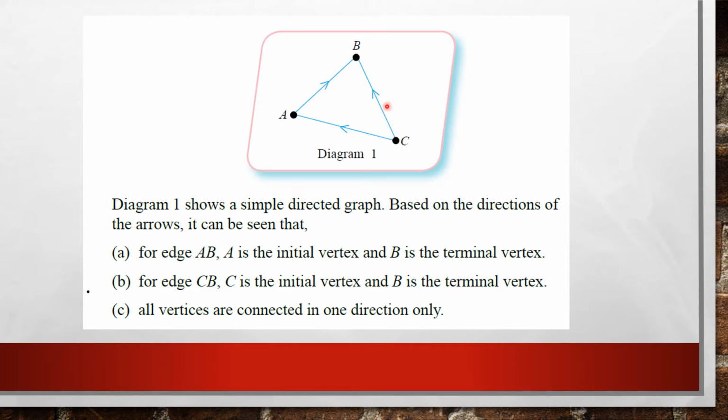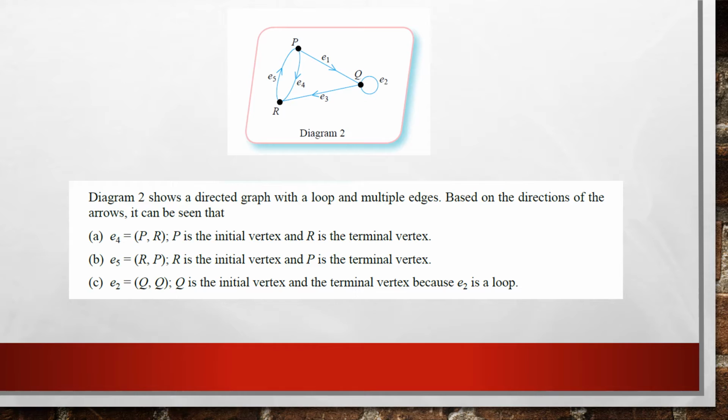For edge CB, C is the initial vertex and B is the terminal vertex. How do you identify this? You look at the arrow. The arrow is towards B. That means starting from C, it ends at B. All vertices are connected in one direction only. You can see that all the vertices are connected only in one direction. So this Diagram 1 is a simple graph.